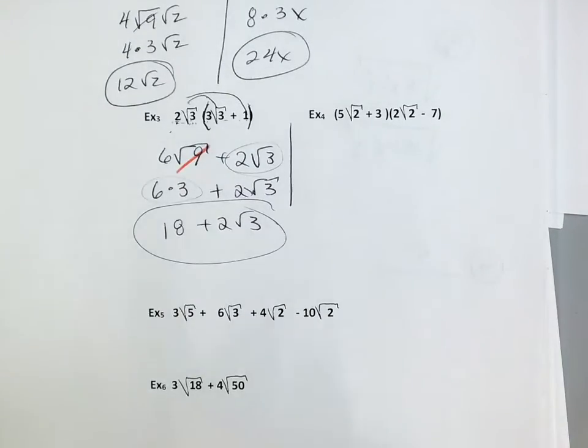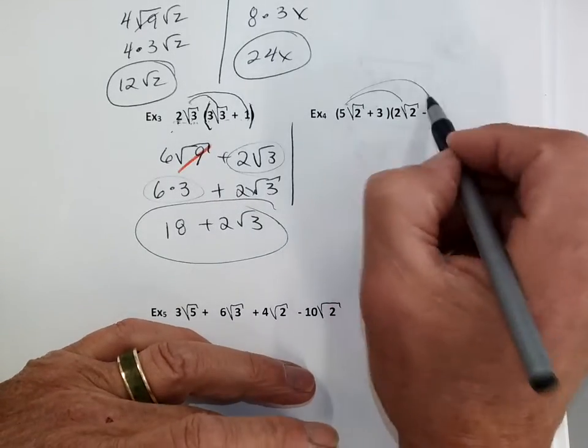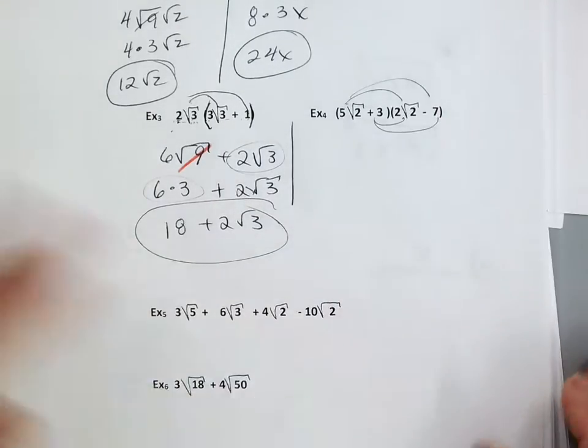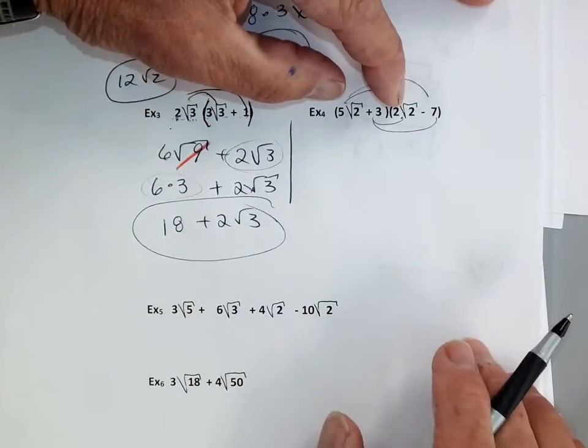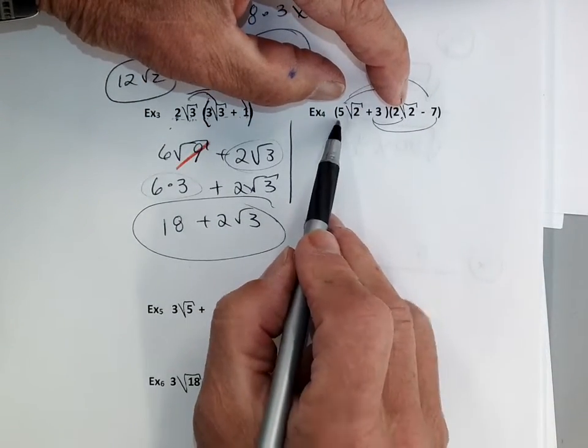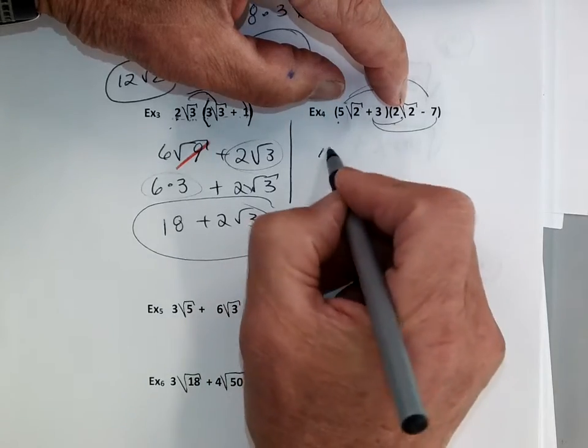All right, number 4. It's a FOIL problem. It really is. So I'm going to go this times this, this times this, this times this, this times this, right? So when I do that, when I go 5 square roots of 2 times 2 square roots of 2, whole numbers to whole numbers, 5 times 2 is a 10.